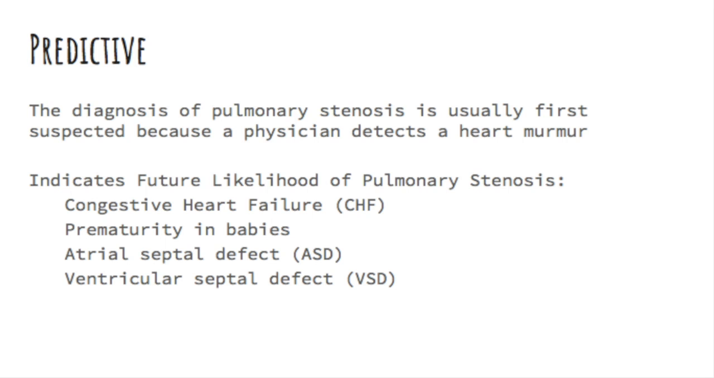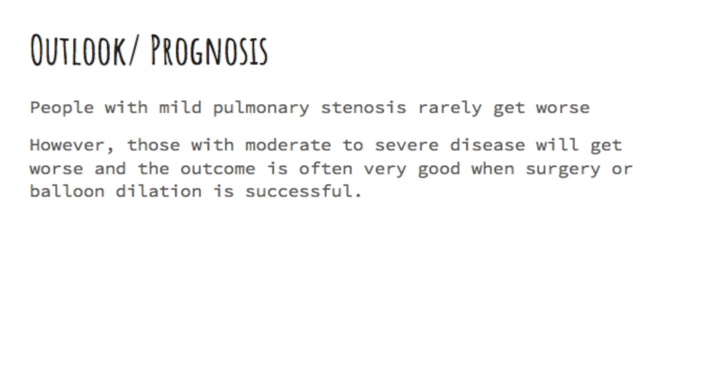So the diagnosis of pulmonary stenosis is usually first suspected because a physician detects a heart murmur. But then there are 4 listed things here that indicate future likelihood of pulmonary stenosis, and these include congestive heart failure, if a baby is born prematurely, atrial septal defects, and ventricular septal defects. So the prognosis. People with mild pulmonary stenosis rarely get worse. However, those with moderate to severe disease will get worse, and the outcome is often very good, though, when it's treated with surgery or balloon dilation.